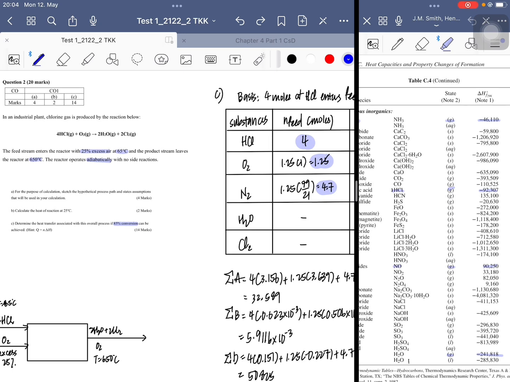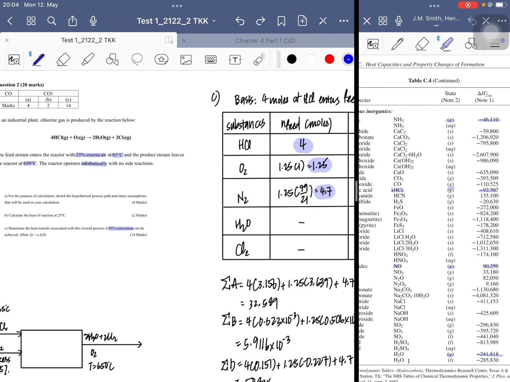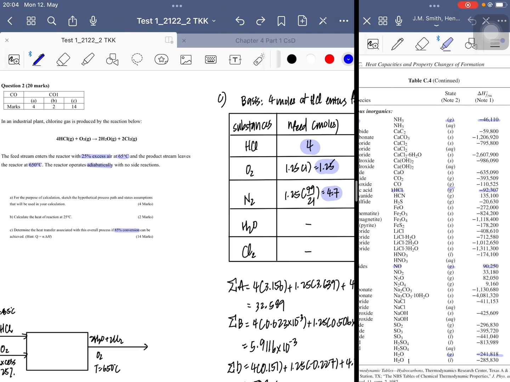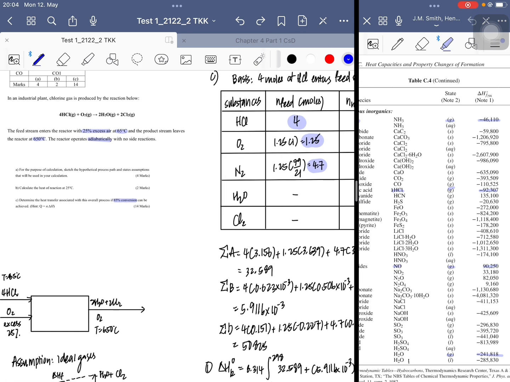There is not 1 mole of O2, because we know that there is 25% excess air. Mathematically, yes, it's actually just 1 mole. But since they said there is 25% excess air, it makes it 1.25 times 1. So we get 1.25 moles of oxygen. Why did I say 1 mole? Obviously, because by stoichiometric coefficient, we know that 4 moles of HCl reacts with 1 mole of O2. So by logic, there's only 1 mole. But since they said there is 25% excess air, you have to take that into account. So 1.25 times 1, you get 1.25 moles.